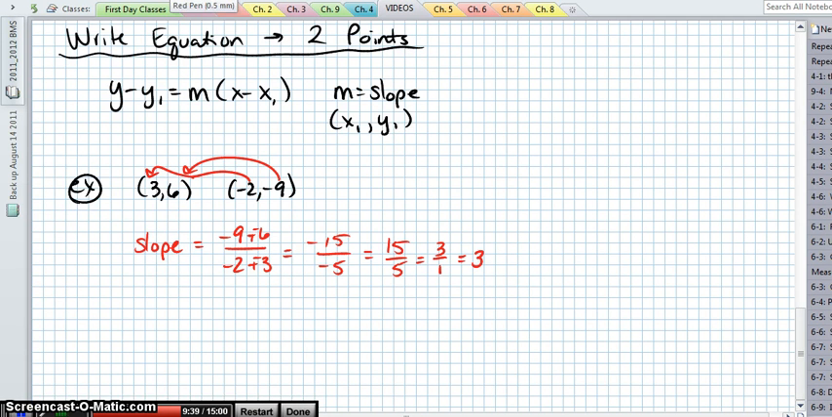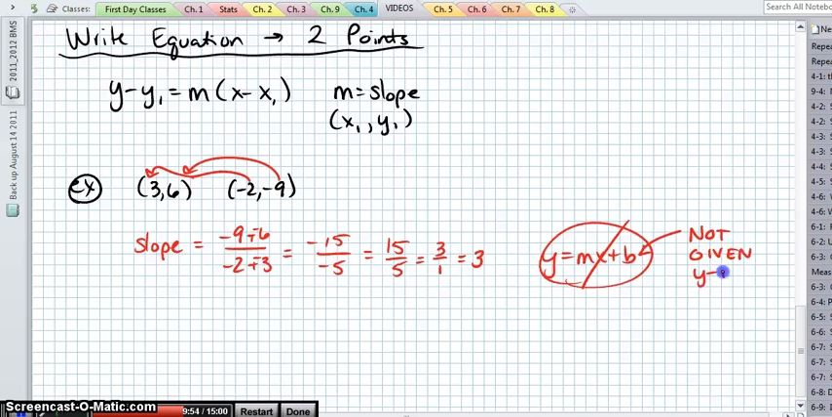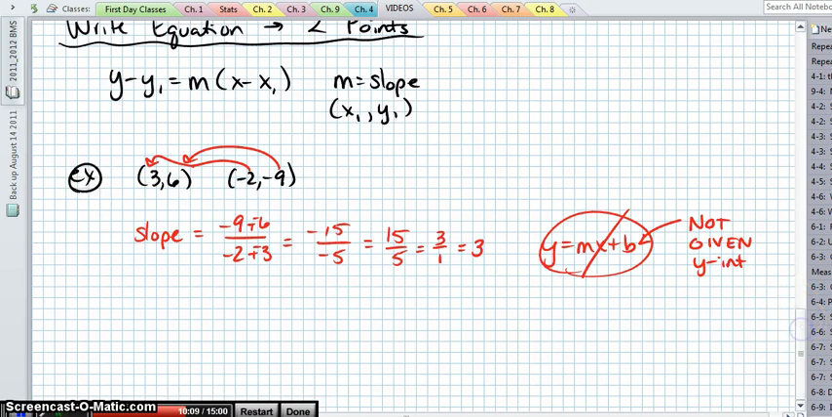Okay, now I'm going to use one of the points and plug it into this equation. The reason why I can't use y equals mx plus b at this moment in time is because I am not given the y-intercept. So you can't just take one of these other points, the 3, 6, or the -2, -9, and put one of those numbers in for b. It doesn't work that way. If I gave you the y-intercept, you could do that. But without the y-intercept, you need to use this other format.